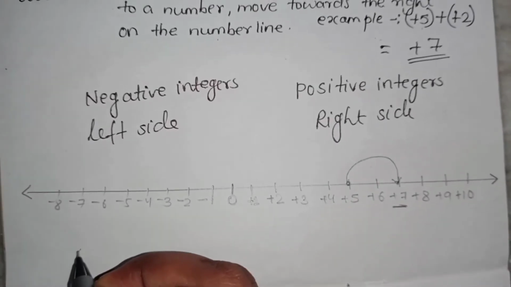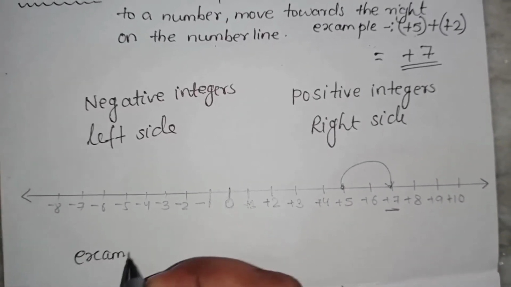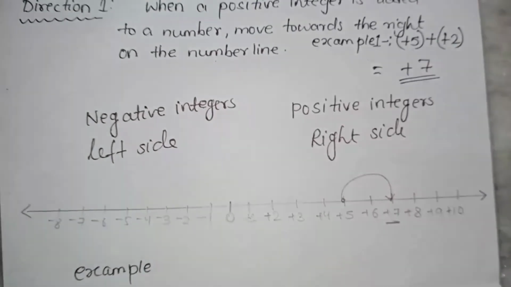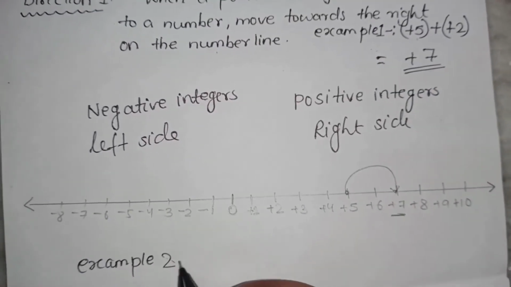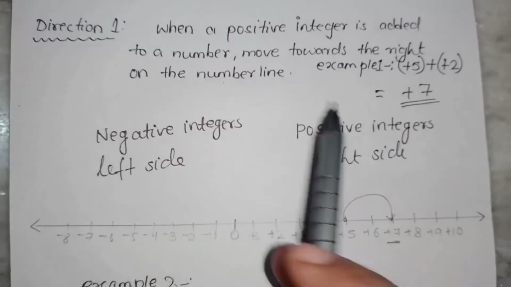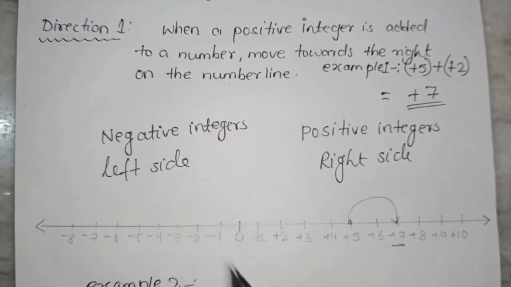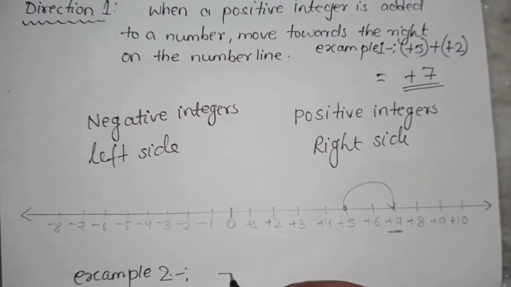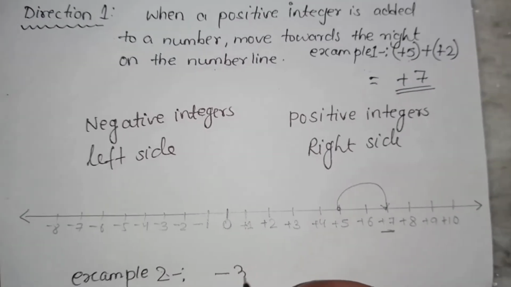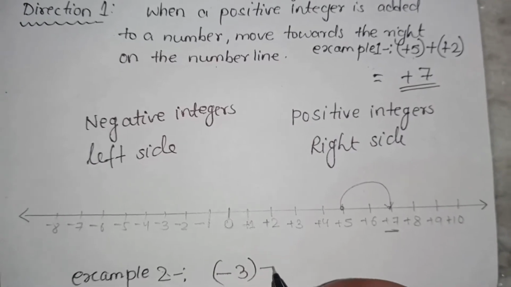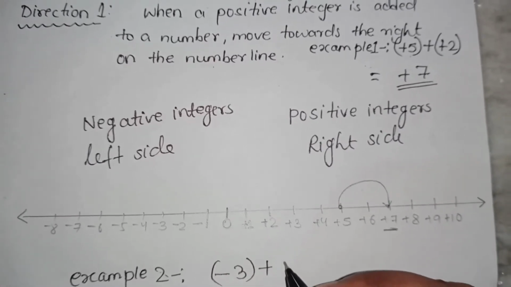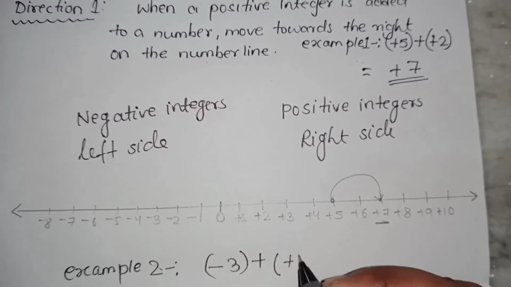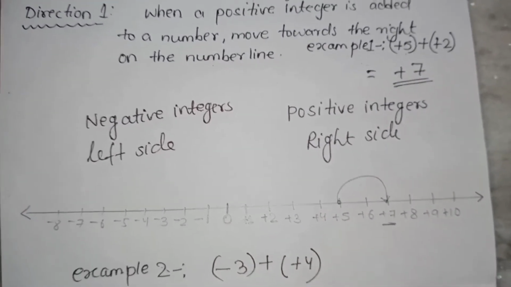I'm writing here. This was example 1 and this one is example 2. So what is given here? A positive integer added to any number. Now I'm going to take a negative integer, that is -3. -3 is the number, and I'll add the positive integer +4. Now how to do this on the number line?